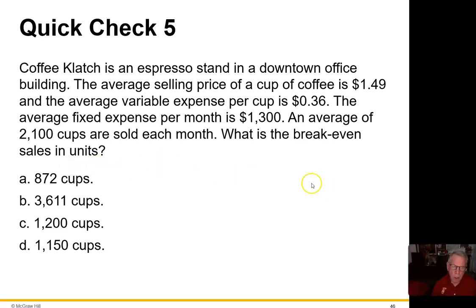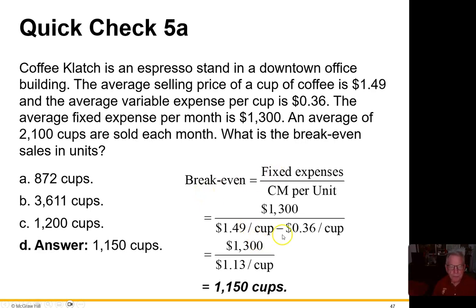So you'll remember that formula is going to be the contribution margin per unit divided into the fixed costs. So the contribution margin per unit is going to be $1.49 minus 36 cents. And if we divide that into 1,300, we will get 1,050 cups.